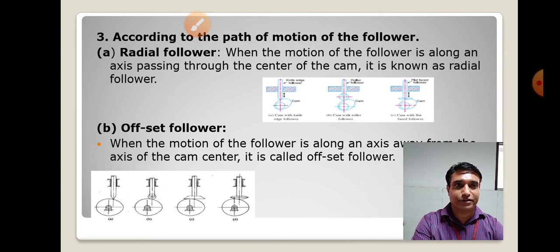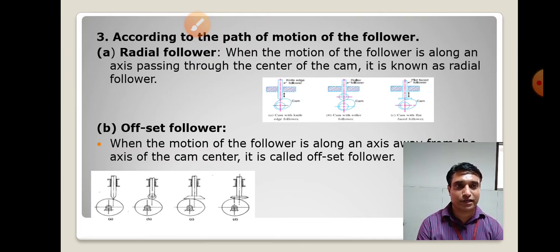The third classification of follower is according to the path of motion of the follower. In this kind of follower, we have two categories. The first one is the radial follower and the second one is the offset follower. We can see the figure of the radial follower on the screen. A radial follower is one where the motion of the follower is along an axis passing through the center of the cam.